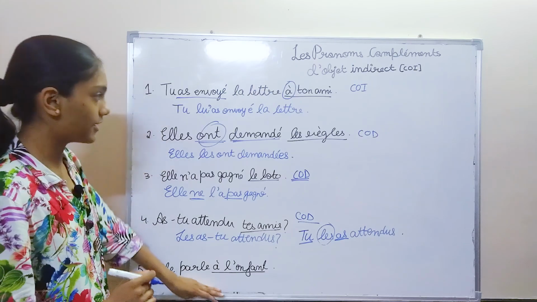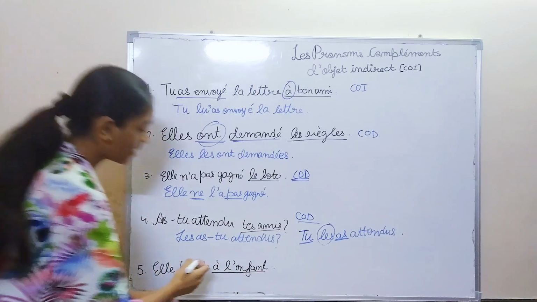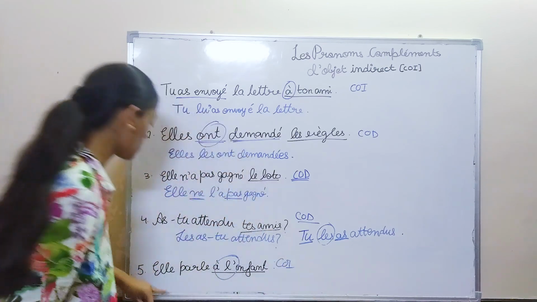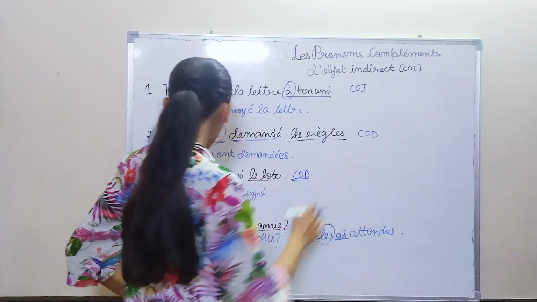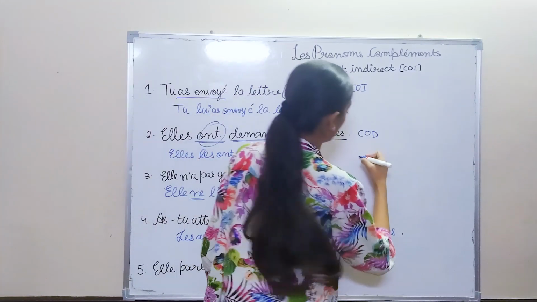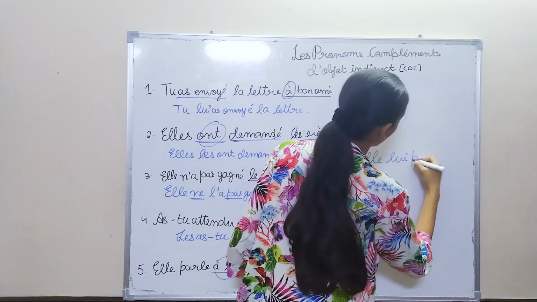And now the last question, elle parle à l'enfant. So this tells us this is COI. So I'll write the answer over here. It's singular. So we use lui. So, elle lui parle.